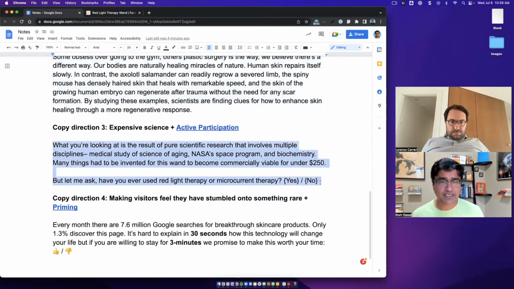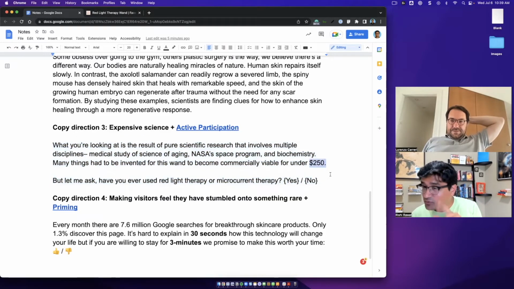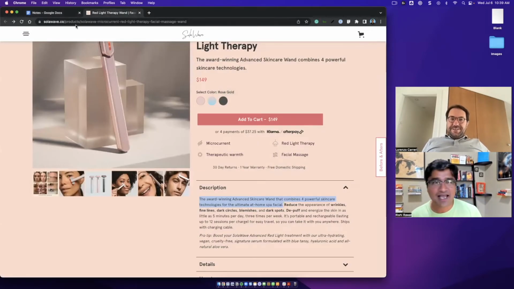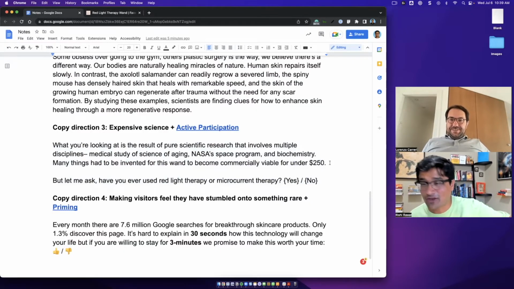In the third direction, notice something interesting. I'm saying, what you're looking at is the result of pure scientific research that involves multiple disciplines. So I'm basically saying lots of different disciplines have come together: the medical science of aging, NASA's space program, and biochemistry. These are terms that average consumers don't understand, but they hear the word NASA and know there are some smart guys there, right? Many things had to be invented. So I'm saying, in order for this wand to become a reality, we had to actually invent stuff. Many things had to be invented for this wand to become commercially viable for under $250. Notice what I did here. I'm doing price anchoring. I've said under $250, even though their price point is $150. I'm making the perception feel like it's actually $250 worth of stuff.